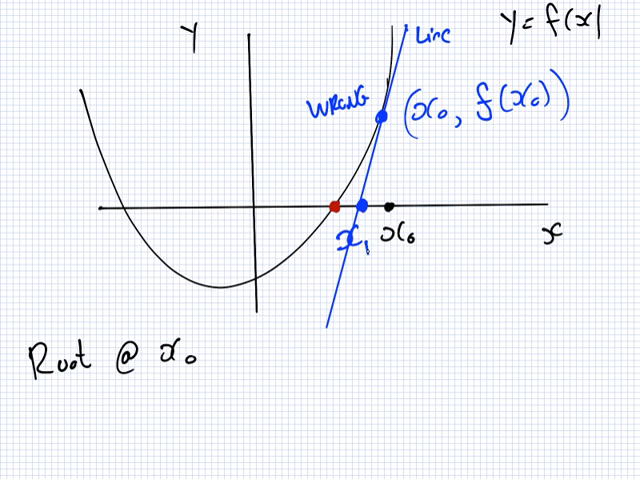So let's see a formula for this x1. Okay? So what is the slope of a line here? y equals mx plus c. What's the m? How would we find the slope of a tangent? How do you find the slope of a tangent? Derivative.